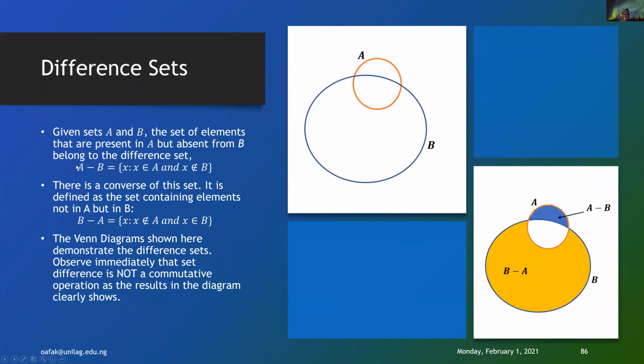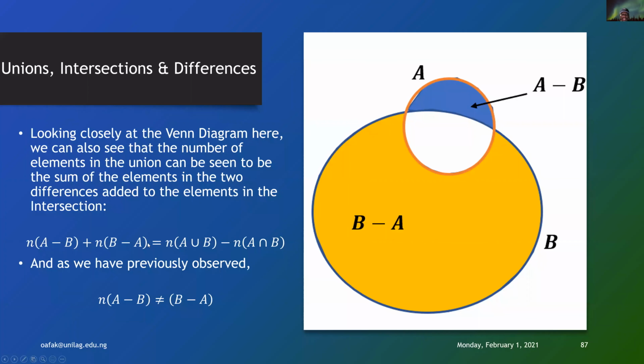Looking closely at the Venn diagram here, we can see that the number of elements in the union can be seen to be the sum of elements in the two differences added to the elements in the intersection. So that means that if you take the number of elements in A minus B and add it to the elements in B minus A, it is simply the number of elements in the union minus the number of elements in the intersection. Many times the formulas in set theory can be arrived at by just making simple intersecting Venn diagrams, and you can see it.